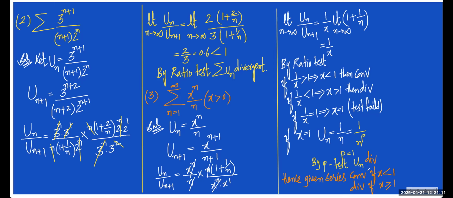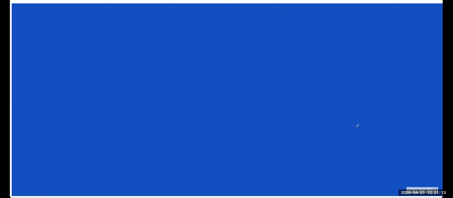So let us say I am writing the statement of Raabe's test. This is our third important test. This is not an individual test. When ratio test fails, we apply Raabe's test, but there are some conditions required to apply this. First of all, we see what is the statement.